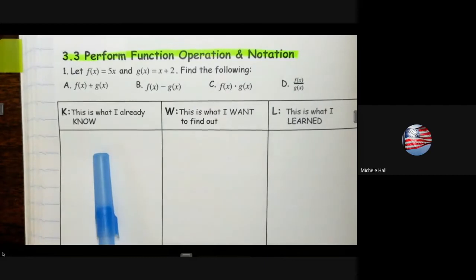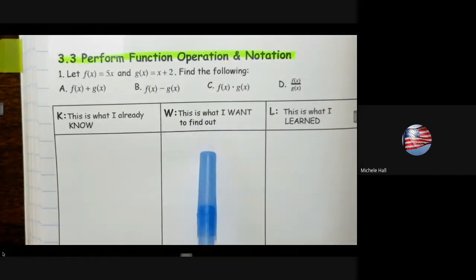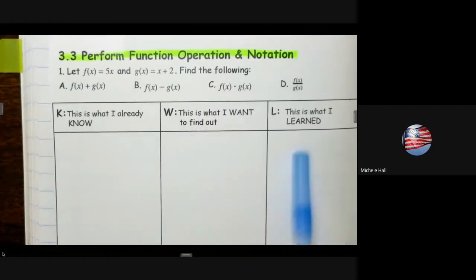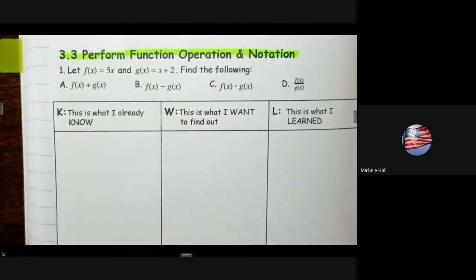If you're not sure and you want to find out, put it in this column. If you have no idea and you've added some things, this is what I've learned. You're going to write it in this column. So go ahead and try these problems and we'll see how you did.